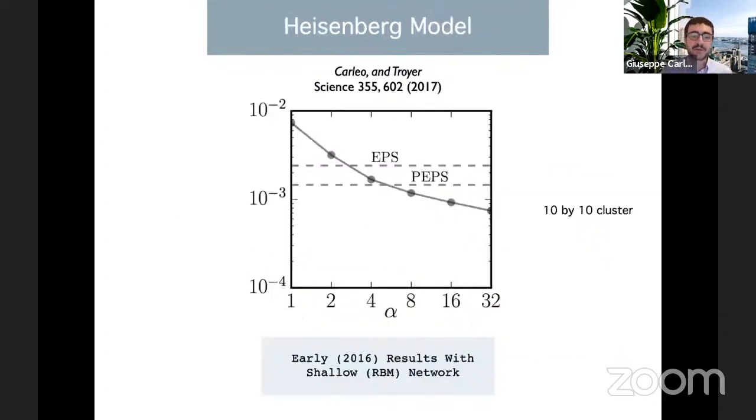So just to give you also an idea on other models, on the progression of the accuracy that one can achieve using these deeper models, if you consider the error that you make on another prototypical model in 2D, the Heisenberg model, using shallow networks like the one that we used in the first works, and you increase the size of this network, essentially you could get to around 10 to the minus 3 or maybe 10 to the minus 4 accuracy for this model.